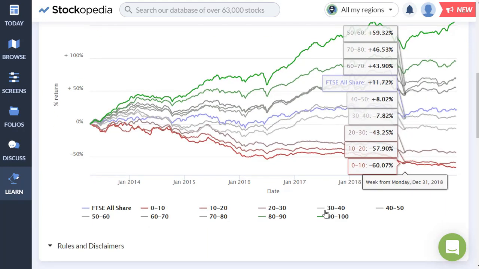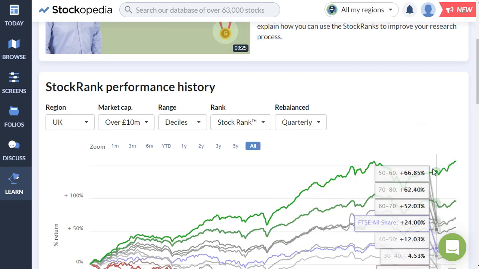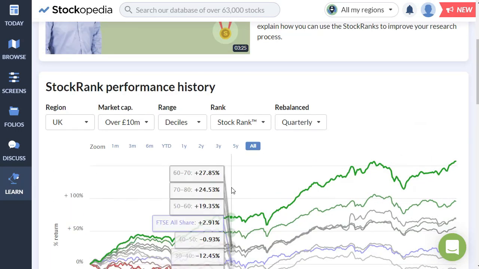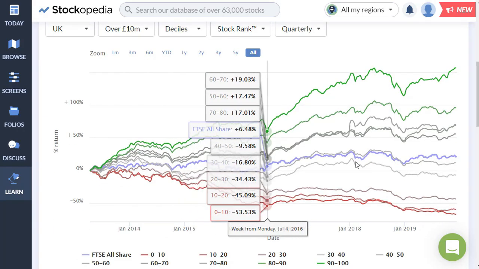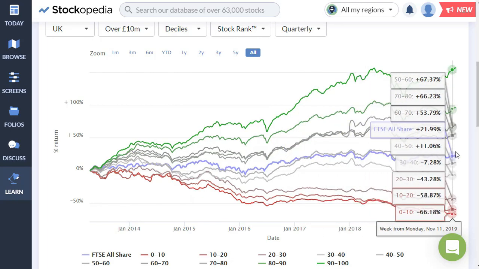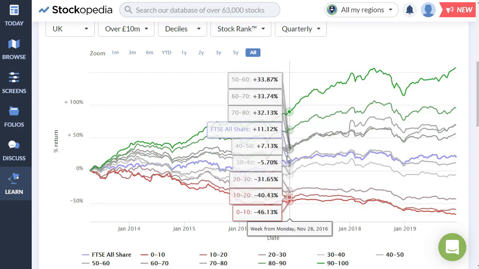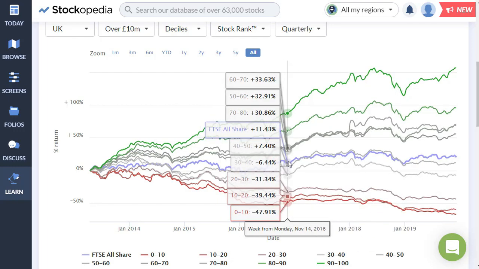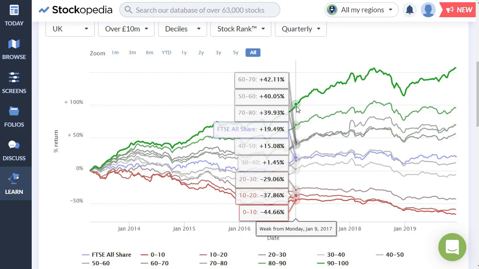Yes, as you can see down here, a couple of the green ones, from 80 to 90 in stock rank and 90 to 100 in stock rank, are the two on top here. They are up above 150% in the same time span, whereas the FTSE is only at something like 21%. So just picking stocks with a high stock rank based on this system is actually building up your edge, in a way that it is good, solid companies.